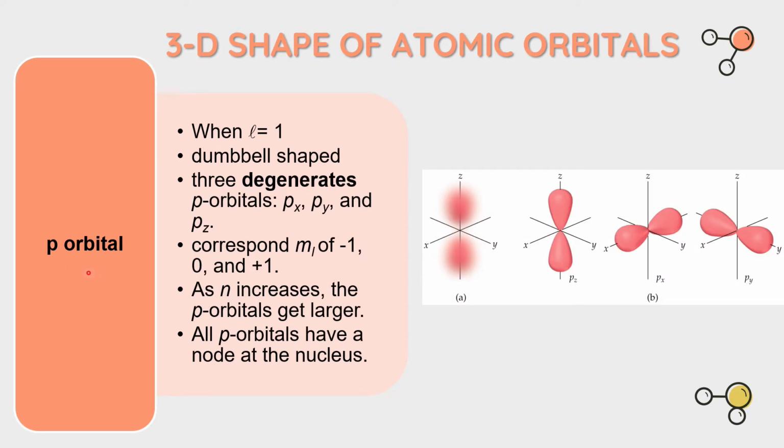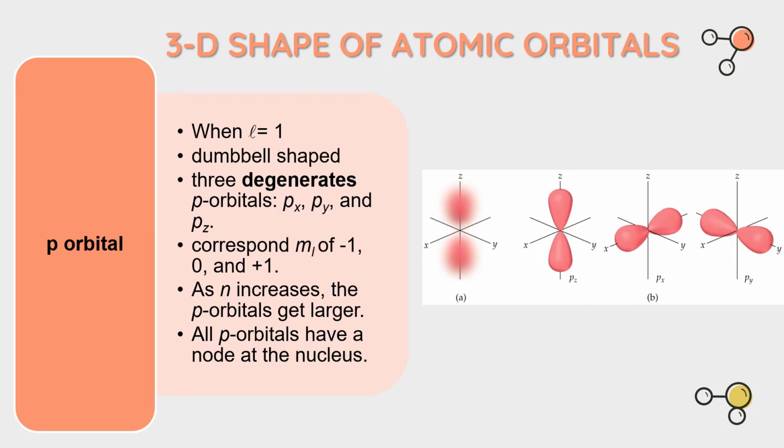We will get p orbital when the value of L equals 1. So the shape of the p orbital will be in dumbbell shape. Maksudnya kita akan ada dua kelopak, dua bulatan atas dan bawah. Okay, and for p orbital, we have another 3D degenerate orbital, which is px, py, and pz. So how do we get this px, py, and pz? It is actually from the value of the ml.